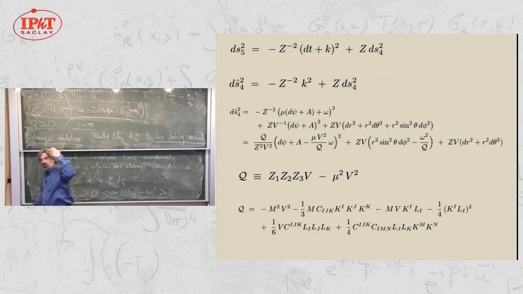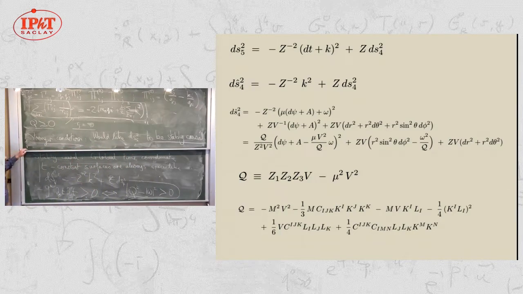What does stably causal mean? If you simply have no closed time-like curves, it means you've got no time machines, but it's possible that if you tweak the metric infinitesimally, you can create time machines. So stably causal means that not only has the metric got no time machines, but any small perturbation of it has no time machines. That's why it's called stably causal. So this is the condition for stably causal.